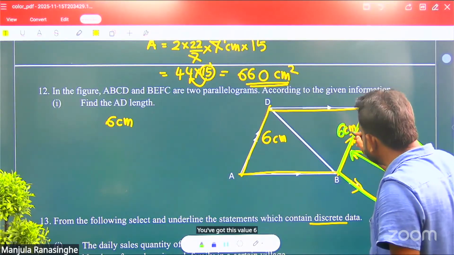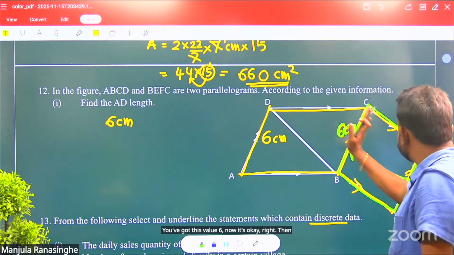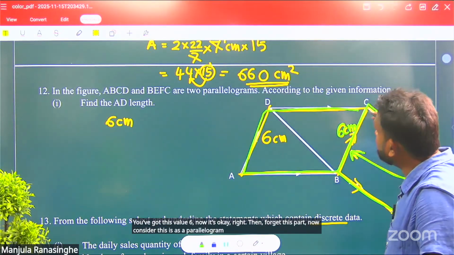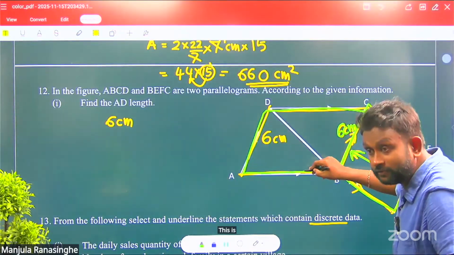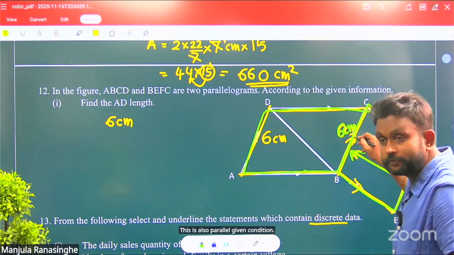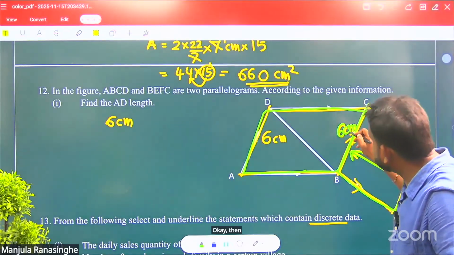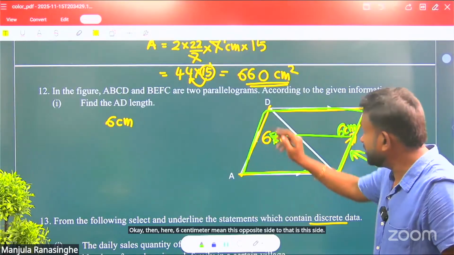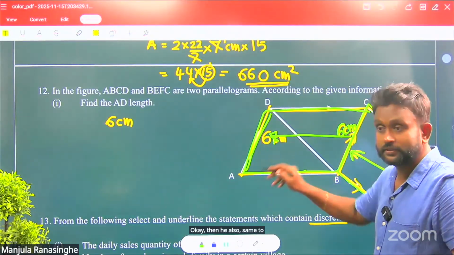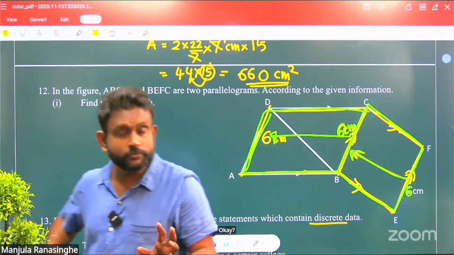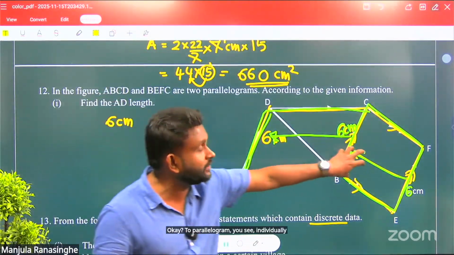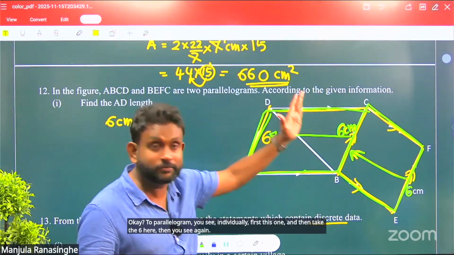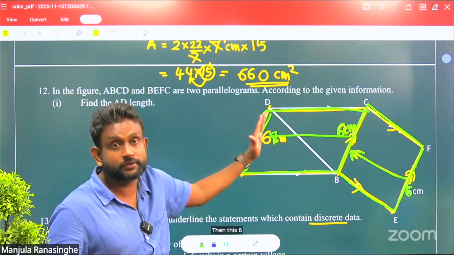Now it's okay, right? Then forget this part. Now consider this as a new parallelogram. Why? This is also parallel, given the condition. This is also parallel. Then here 6 centimeters, so the opposite side to that is this side. Then here also the same length, 6. Two parallelograms, you see individually. First this one, and then take the 6 here. Then you see again this is a parallelogram. Then this 6 means here also 6.